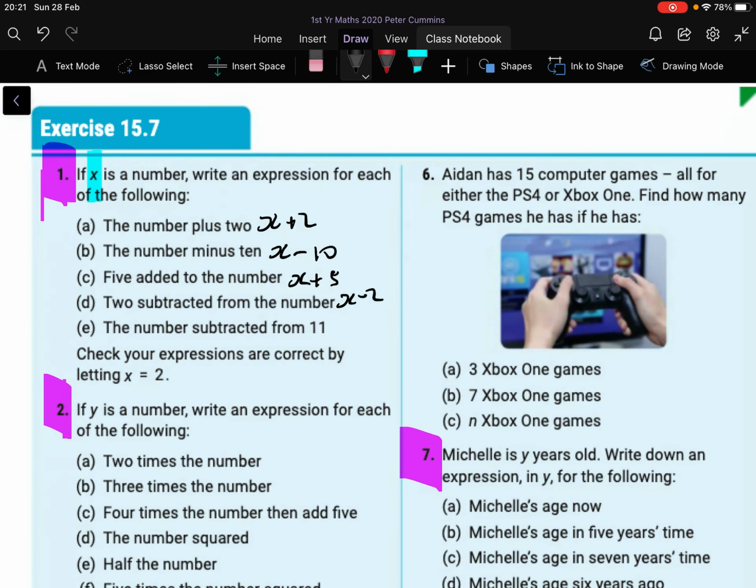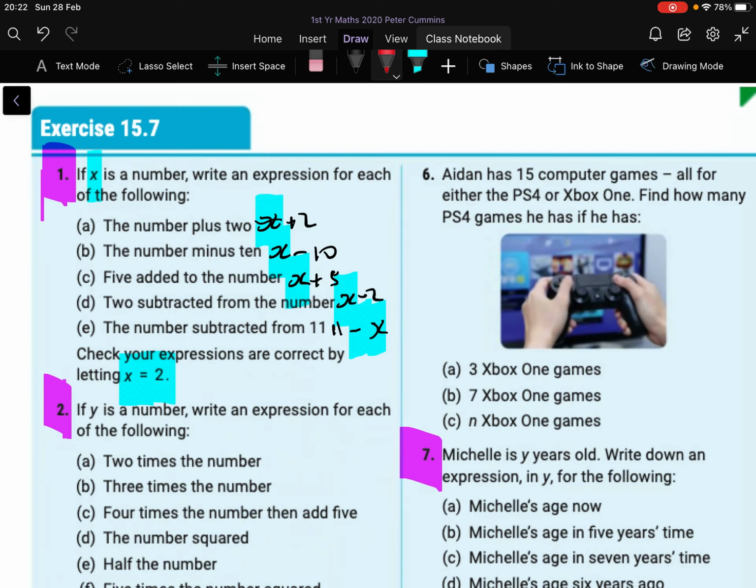The number subtracted from 11. Okay, so we're taking the number away from 11. So we have 11, take away the number. Check your expressions are correct by letting x is equal to 2. Okay, so x is equal to 2. Can we check if we're going to be correct? Be careful with 11 minus x. Everywhere we see an x, let's stick in a 2.